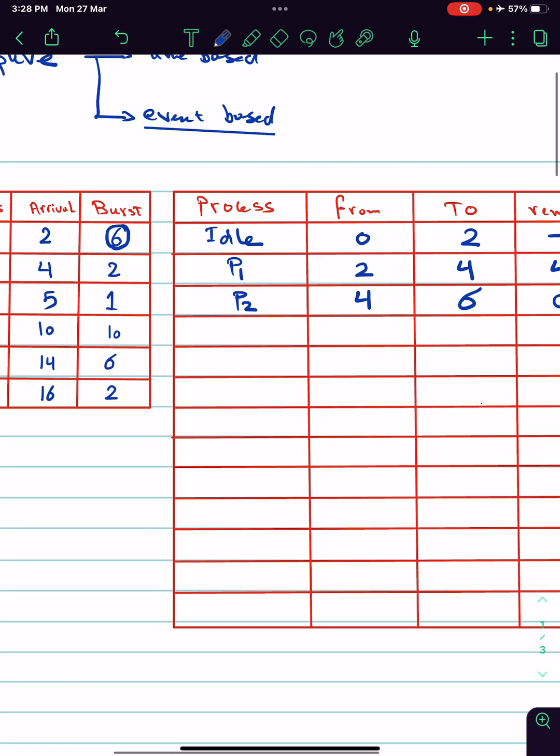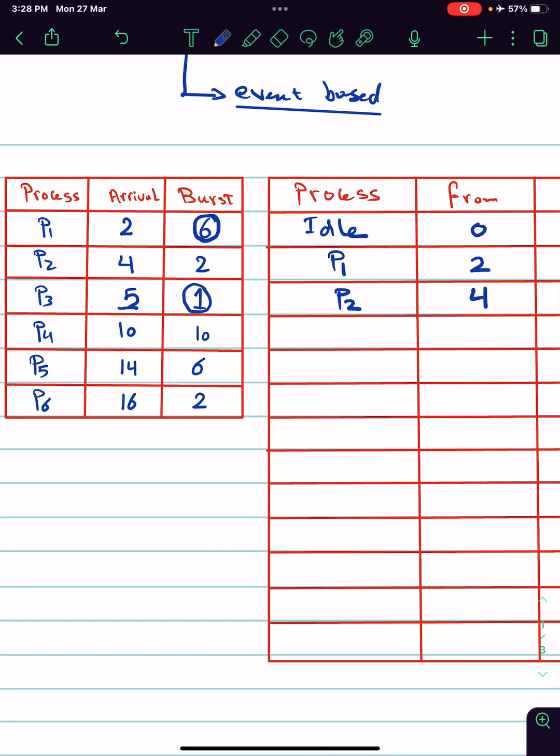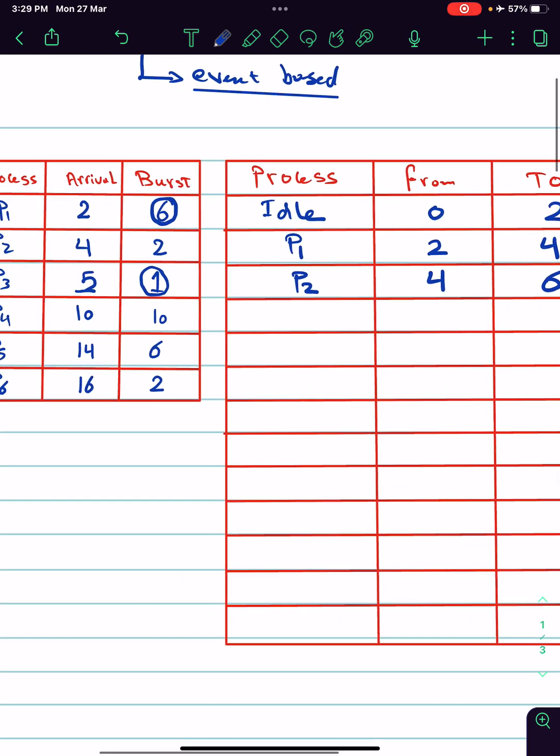The remaining is 0. You tell me here, but at time 5, P3 arrives. Do you see? And the burst is just 1. Yes, you're right. But P2, at time 5, the remaining time is also 1. It starts at time 4 with a burst of 2. So at time 5, the remaining time is 1. So P2 has a remaining time of 1. P3 has a remaining time of 1. There is no use of context switching. As I mentioned before, context switching is an overhead. It's a cost that you pay. So why would you pay that cost when you can execute P2? Because P2 and P3 at time 5 have the exact same remaining time. So it would be wrong if you actually do the context switch.